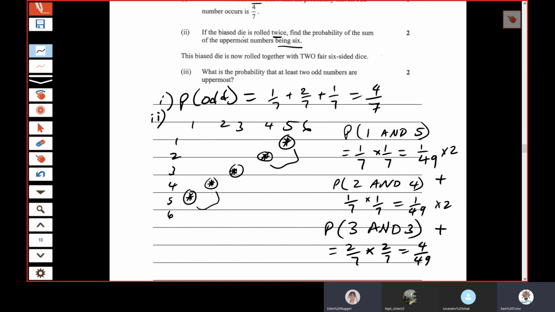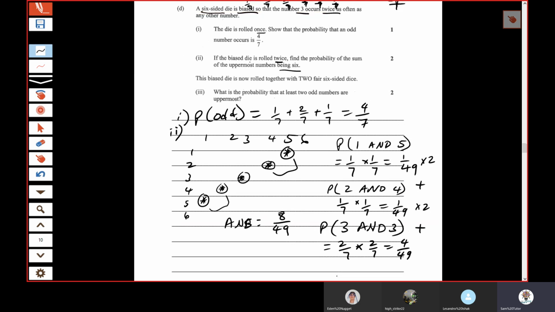You're going to add the different events up, because it's this, or this, or this, or this, or this. So, yeah. Your answer is what? 2, 4, 8. I think the answer is 8 out of 49. Yes, these are all HSC questions, of course.